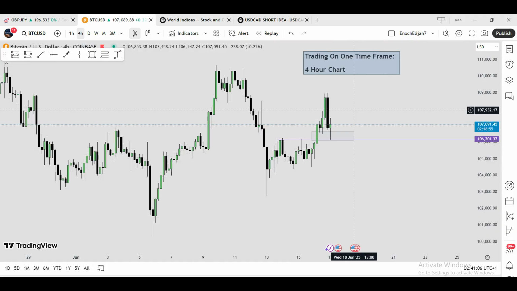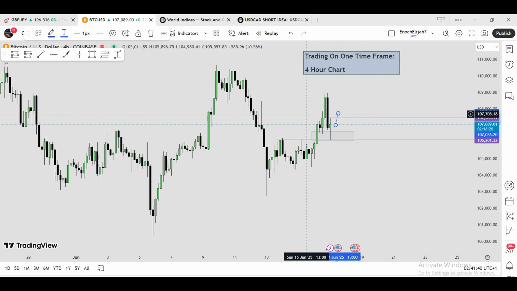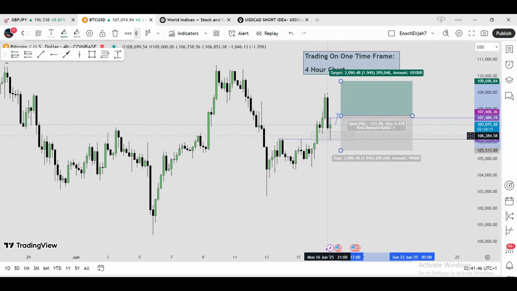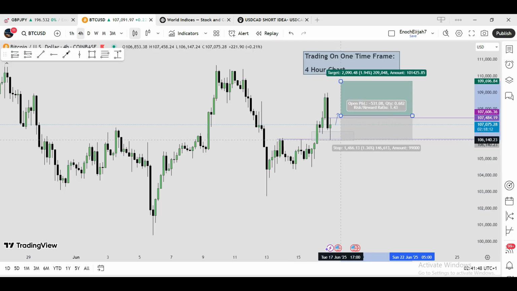When will I enter? First, I will wait until this candle that is forming right now closes, and that will happen in 2 hours 18 minutes. So this candle will complete its formation in 2 hours 18 minutes. Then I will wait until the next candle takes out this candle high and begins to trade above it. Alright, then I will take a buy entry. My stop loss will be below the low of this candle that was formed. So like that.